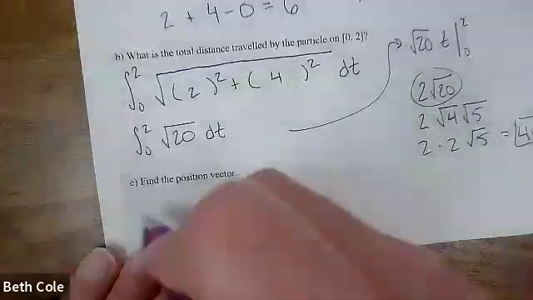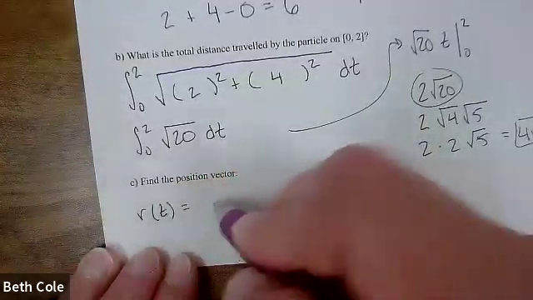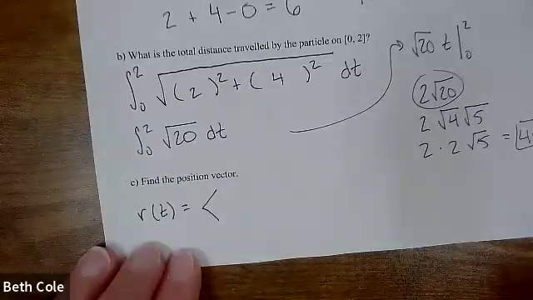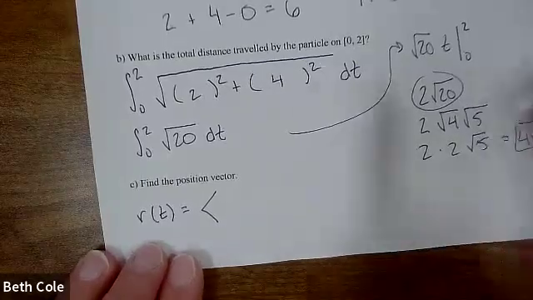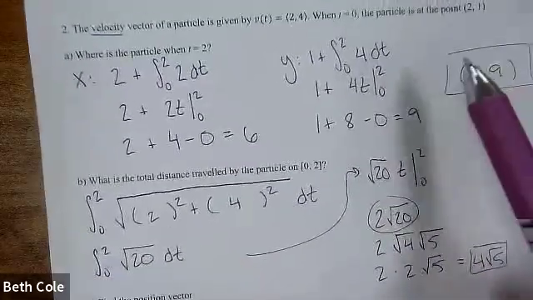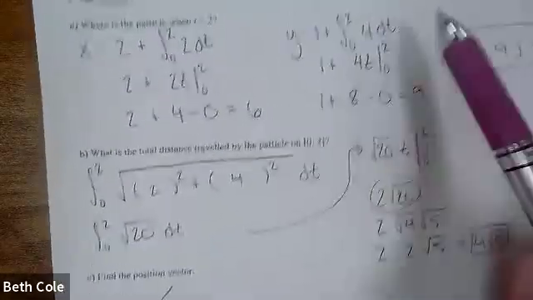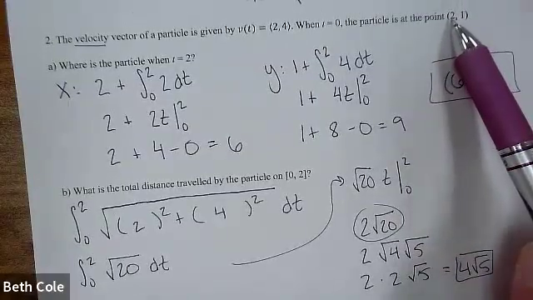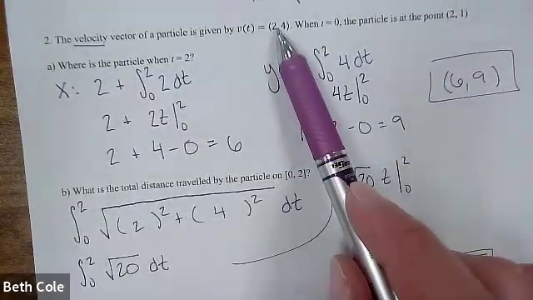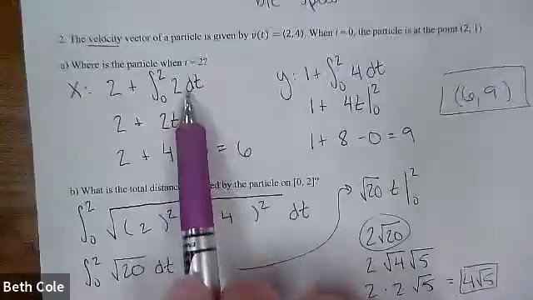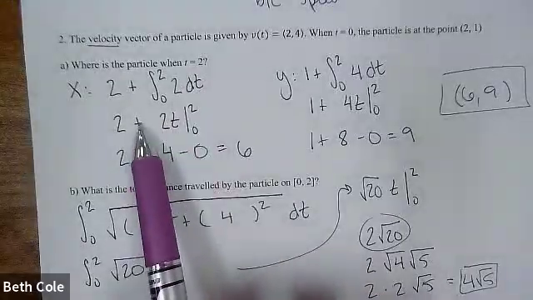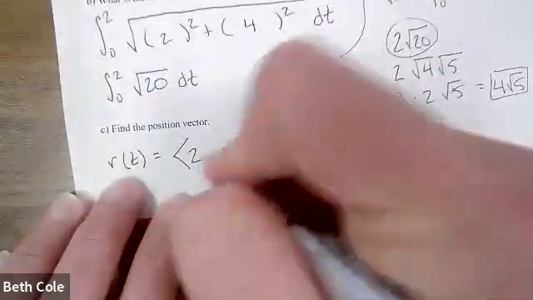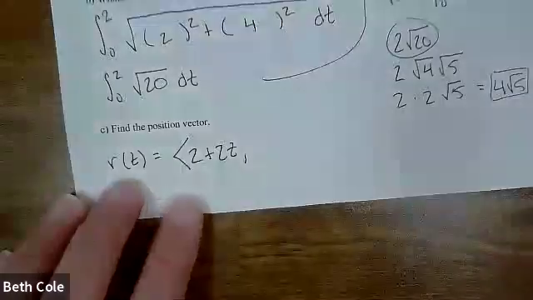All right, find the position vector. Use R for position, which doesn't make any sense. We kind of already did it. You take your initial condition, which, what was it for X? It was 2. We're going to do them one at a time. So for X, it's 2, and then the velocity for that also 2. And so when we did our antiderivative, it was 2 plus 2t, comma.